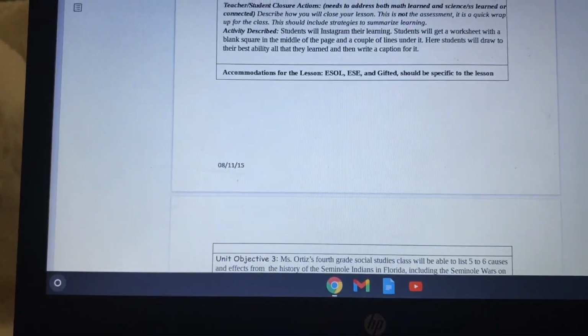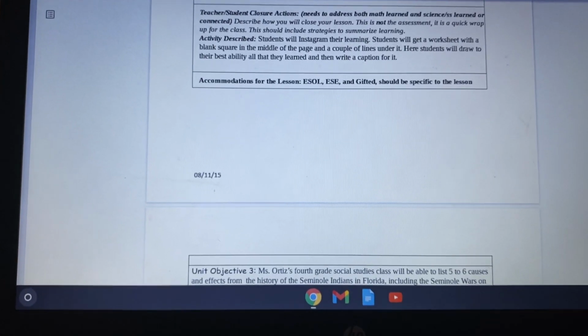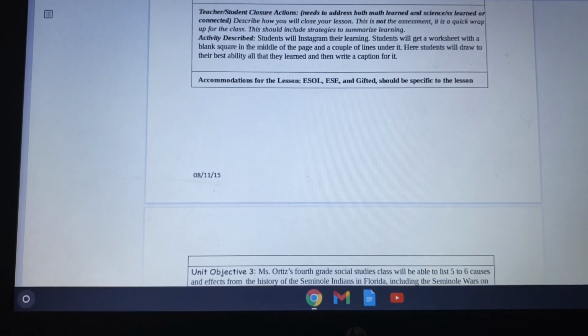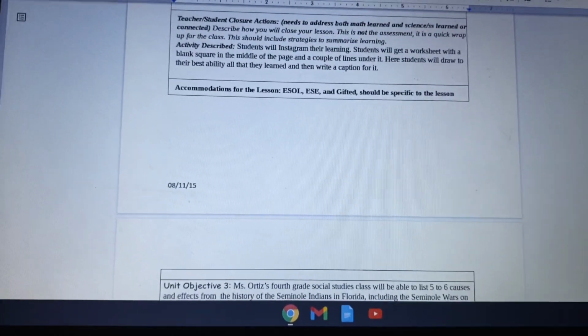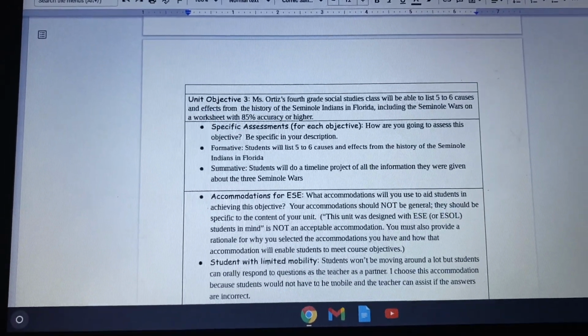And for closure, I said students will Instagram their learning. Students will get a worksheet with a blank square in the middle of the page and a couple lines under it. Here students will draw to their best ability all they learn and write a caption for it.